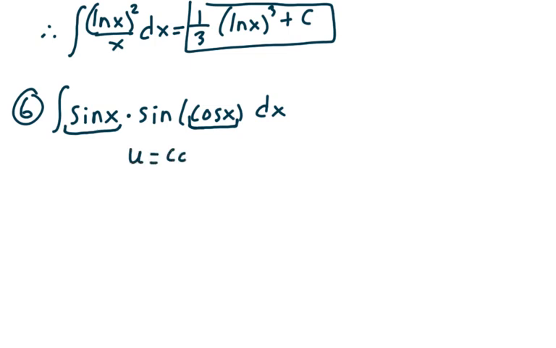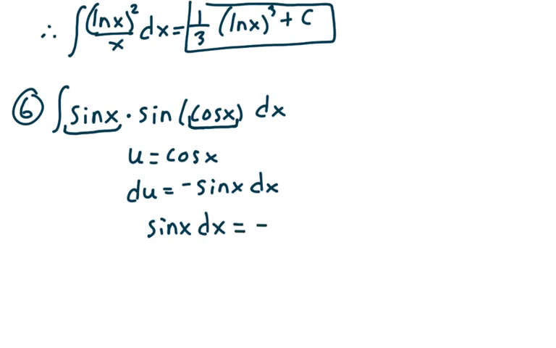So I'm going to let u equal cosine x. Du is negative sine of x dx. So sine x dx is negative du. And so this is negative the integral of sine of u du.